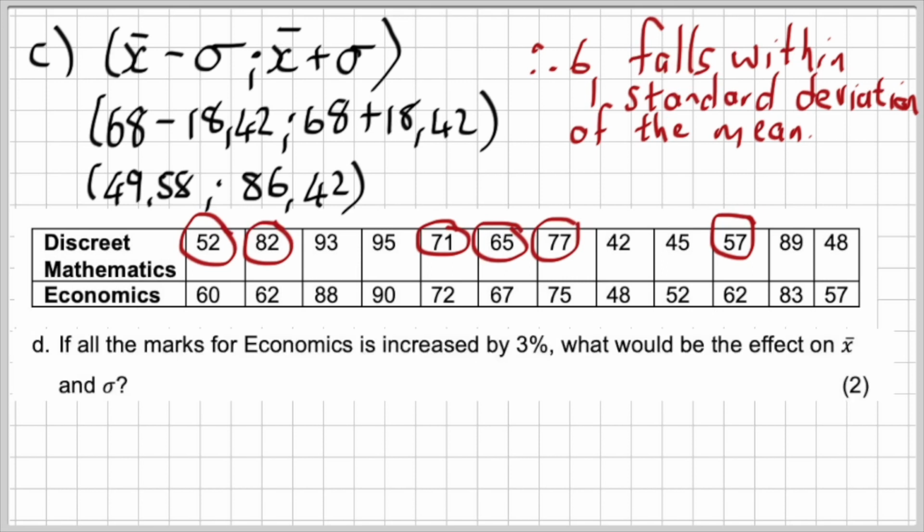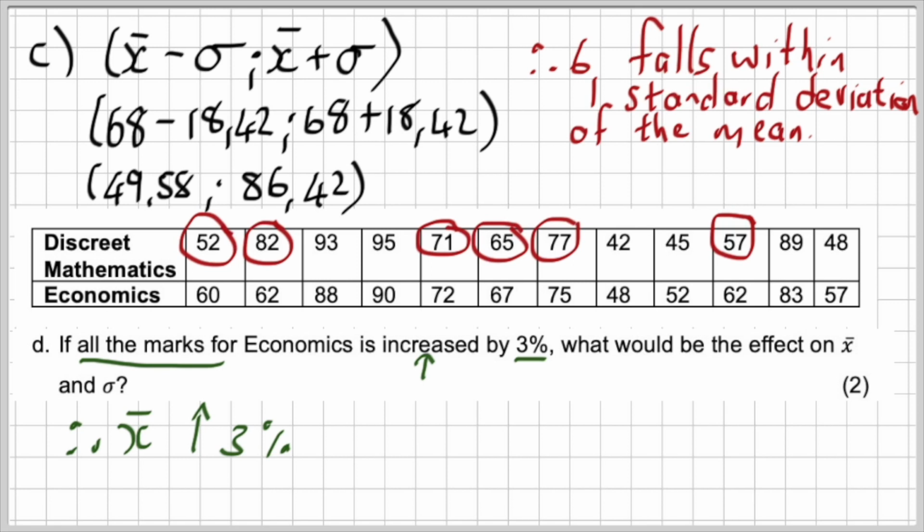The next question is the kind of question we love to ask. If all the marks for economics are increased by 3%, what would be the effect on the mean and the standard deviation? Let's talk about the mean first. Remember, mean is your expected value. If all of them increase by 3%, then your mean is also going to increase by 3%, because all of the values are increased by 3%.